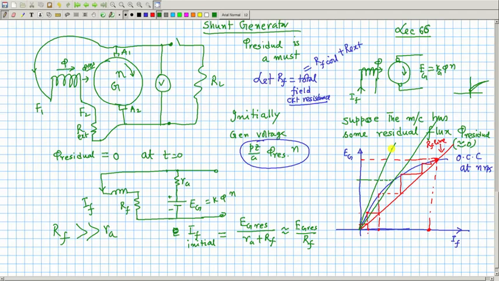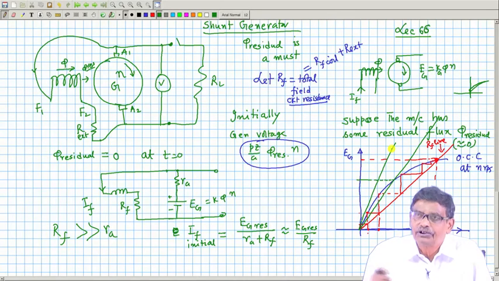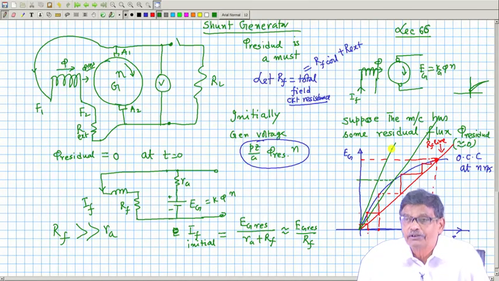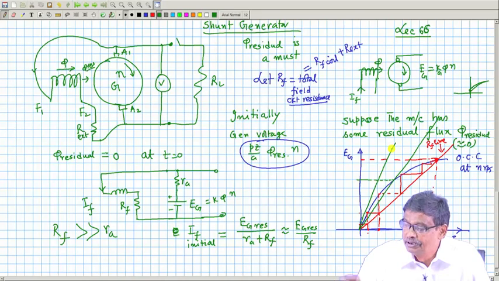So, we can list out another point, look here: a shunt generator having residual field and properly connected, still it may not have any appreciable induced voltage if the field resistance value is very large.